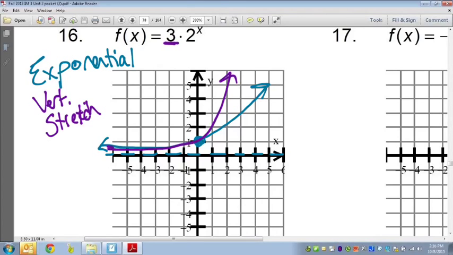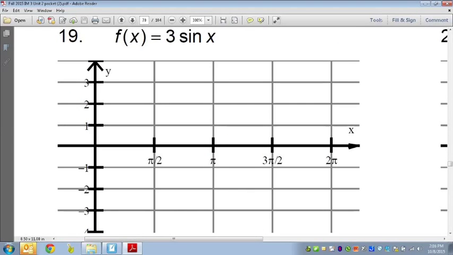All right, and then we have our final graph here, which is a trigonometric function, okay? So for a sine graph, we know that typically the graph starts at 0, 0, and then goes up to 1, crosses down, something like that, right? Hitting all those critical points there.